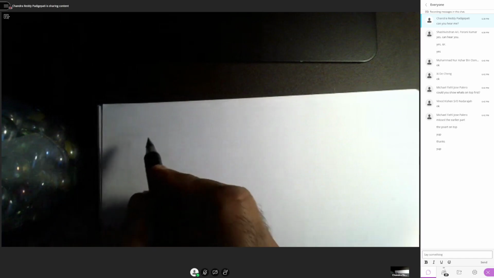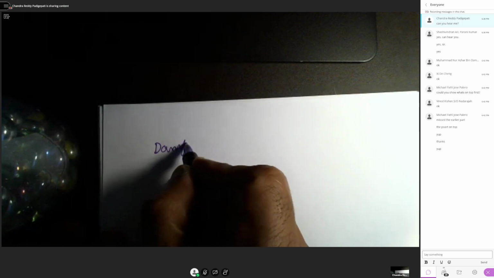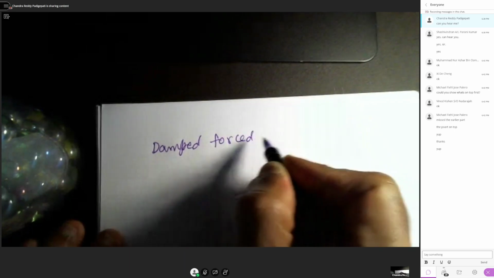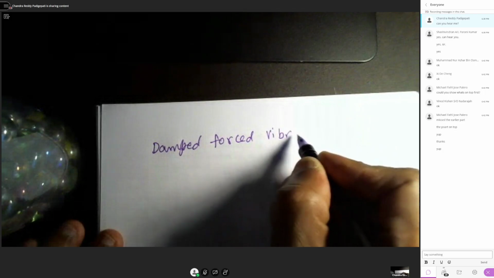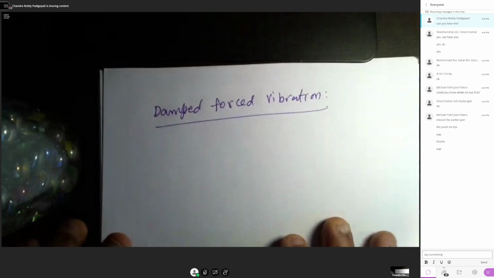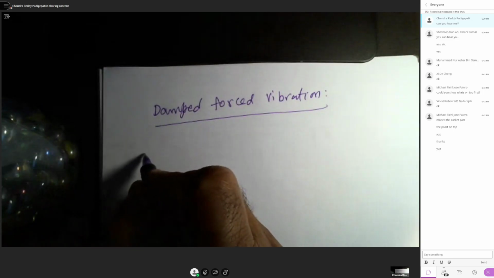Okay, so we are now discussing forced vibration. We just looked into undamped forced vibration. Now let us look into damped forced vibration, so we take the damper also. We can write the equation of motion for this.